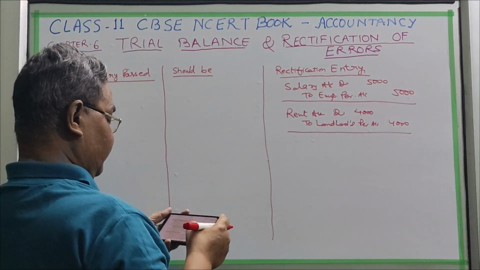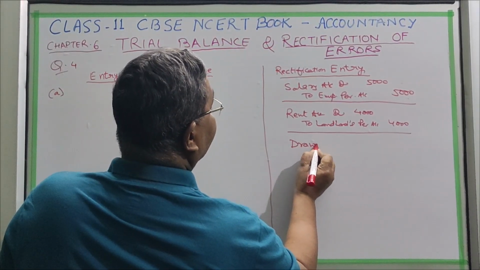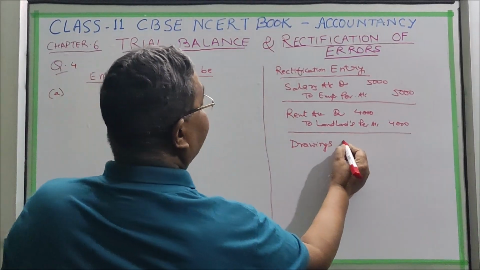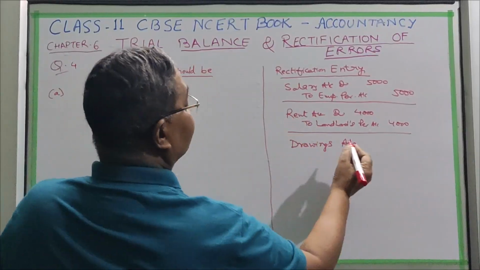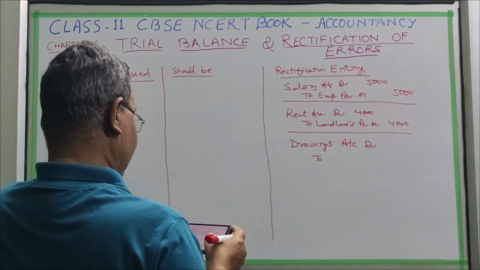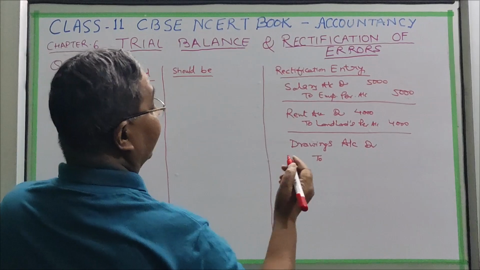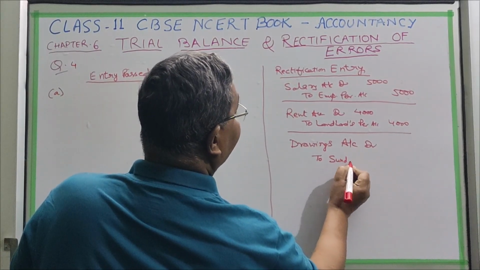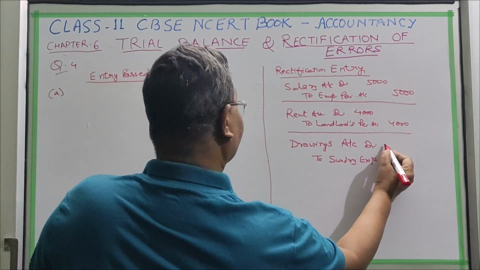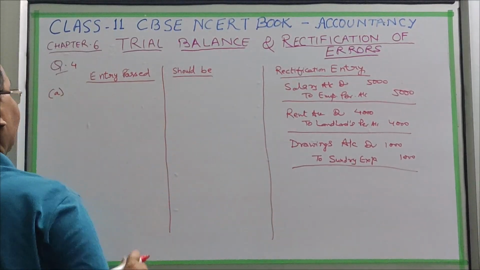Then goods withdrawn by proprietor for personal use. Personal use means drawings. Drawings account is used for proprietor's personal uses. So drawings account debit. He has drawn, drawings account debit. Which account have you debited? Personal use was debited to sundry expense. So credit sundry expenses. Sundry expenses is meant for other purposes. So here you should write amount 1,000. So these are very clear, so I am not writing this one. Okay.